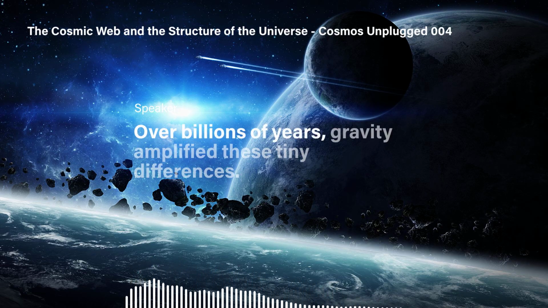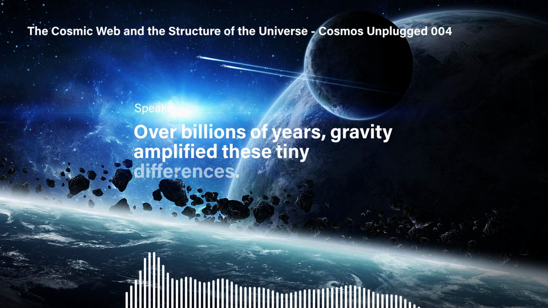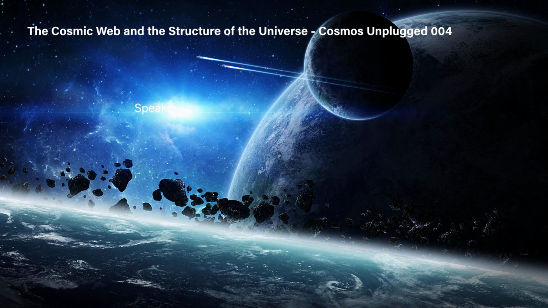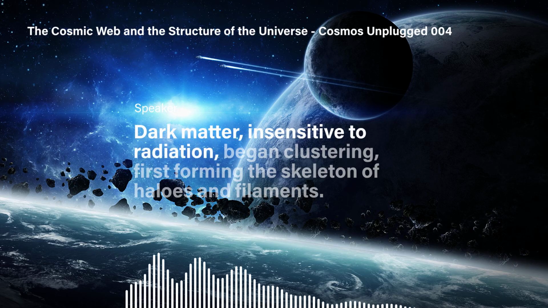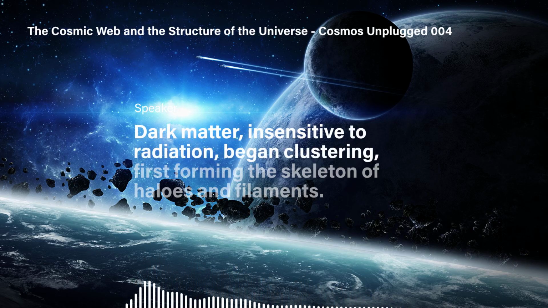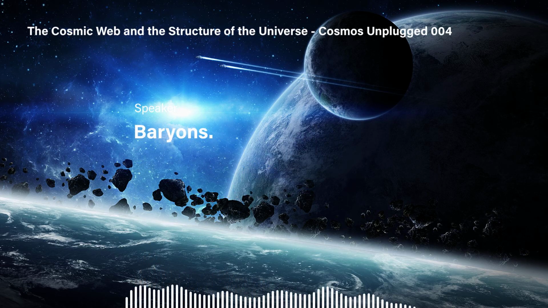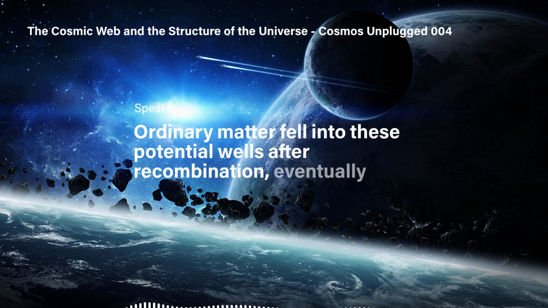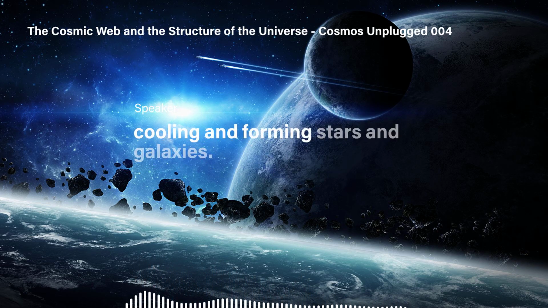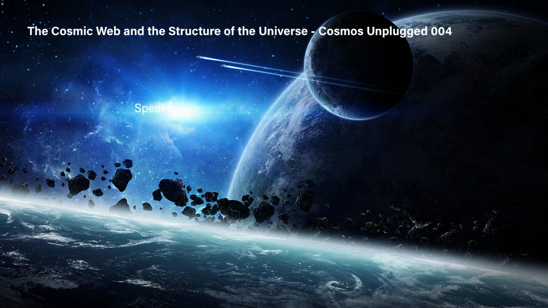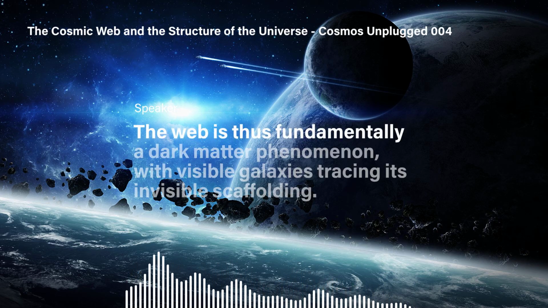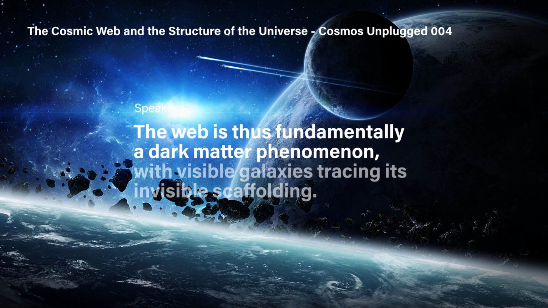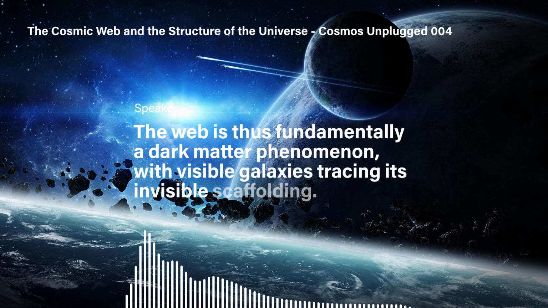Over billions of years, gravity amplified these tiny differences. Dark matter, insensitive to radiation, began clustering first, forming the skeleton of halos and filaments. Baryons, ordinary matter, fell into these potential wells after recombination, eventually cooling and forming stars and galaxies. The web is thus fundamentally a dark matter phenomenon, with visible galaxies tracing its invisible scaffolding.